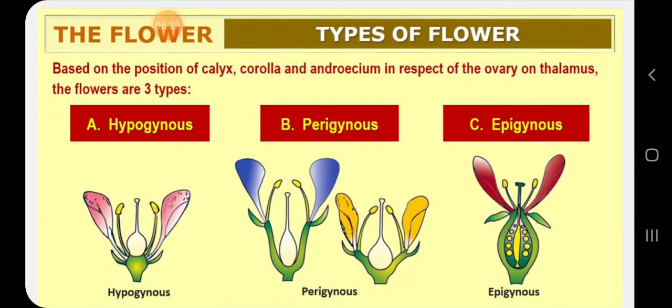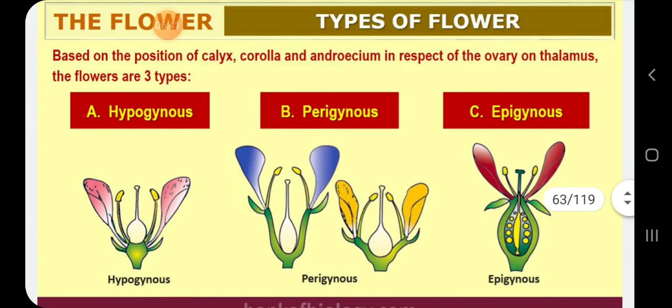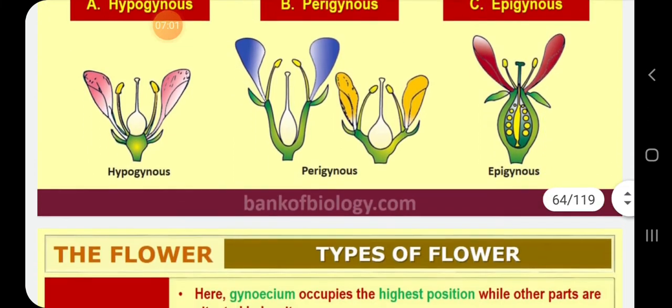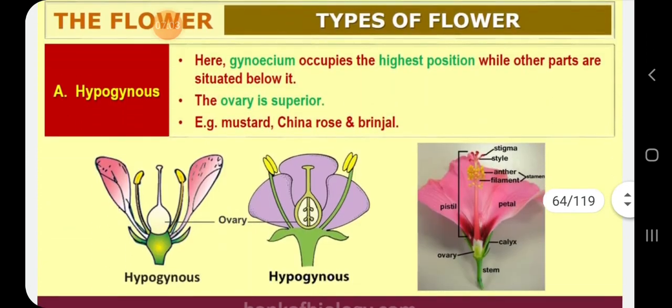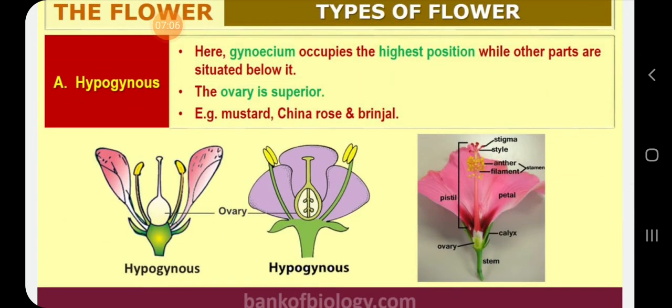And on the basis of the position of the calyx, corolla, and androecium with respect to the ovary on the thalamus, they are divided into 3 types, depending on where the ovary is located: hypogynous, perigynous, epigynous. You can see here that in hypogynous, the gynoecium occupies the highest position while the other parts are situated below it.